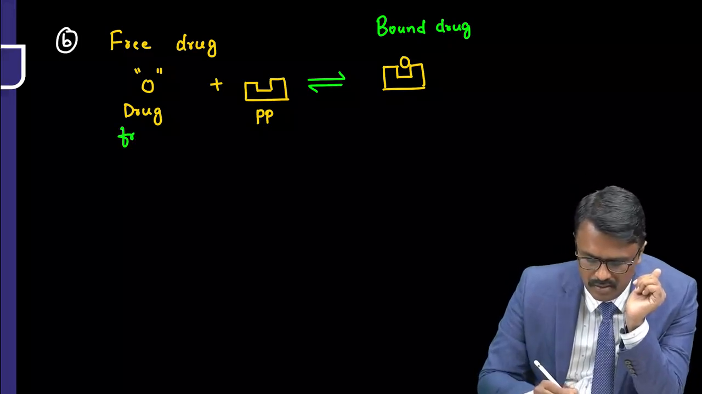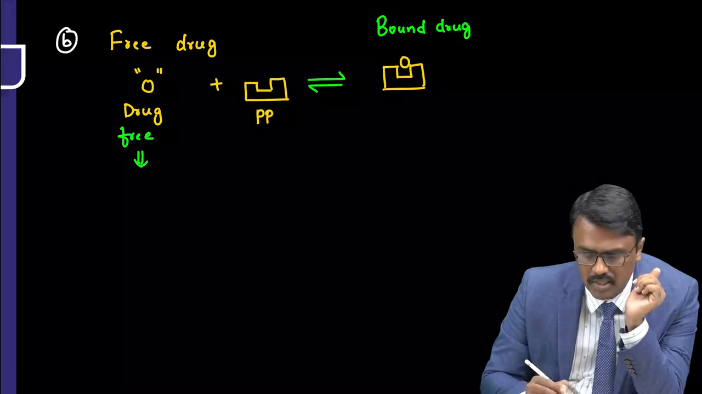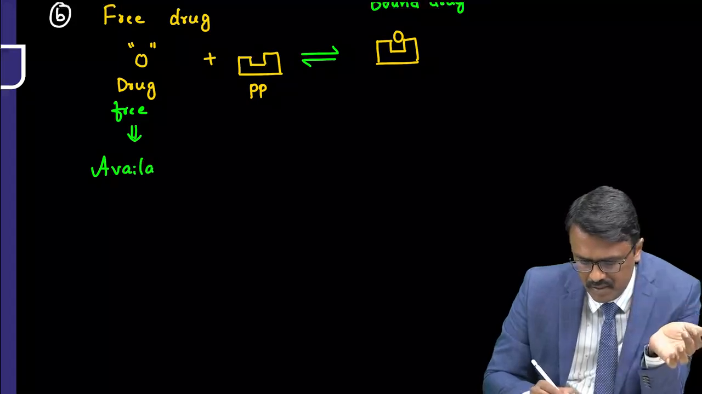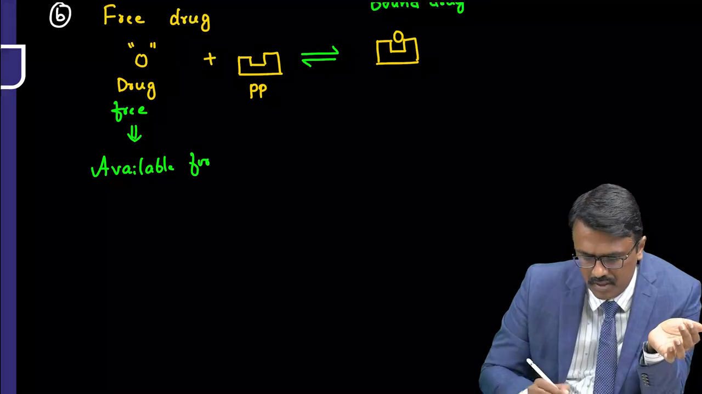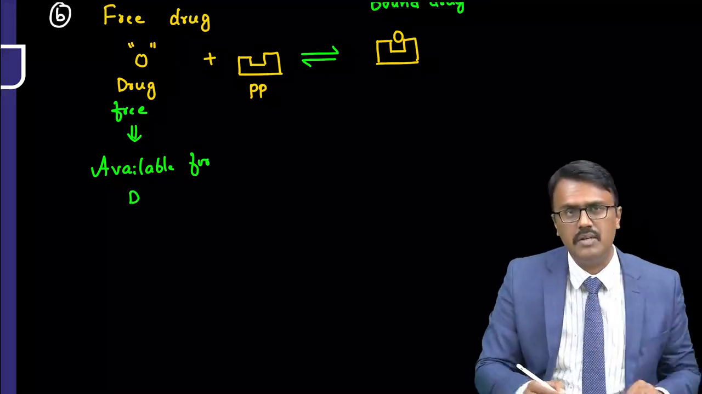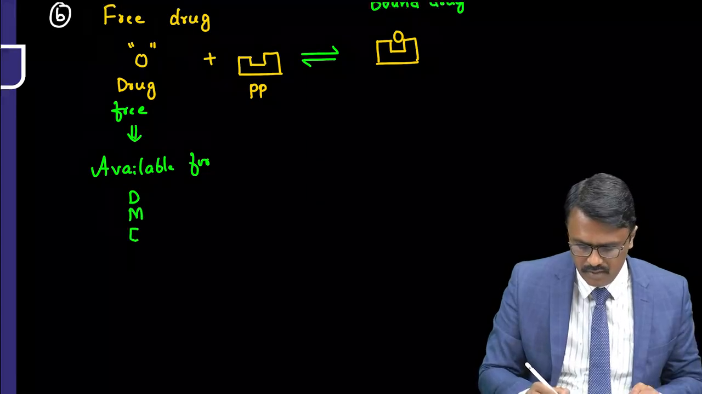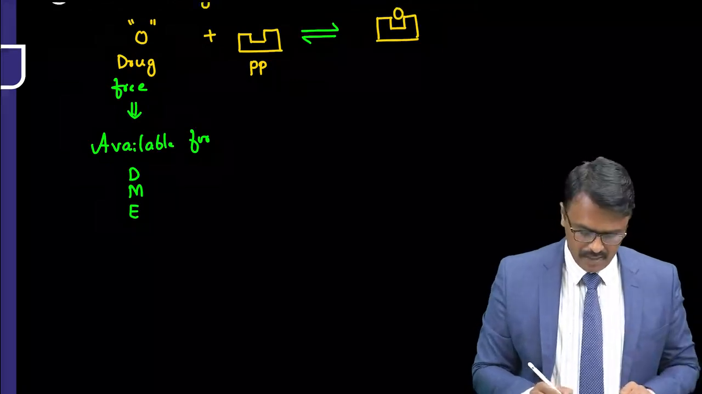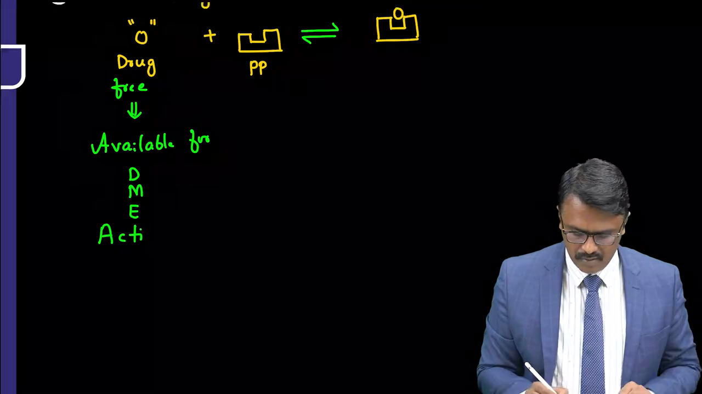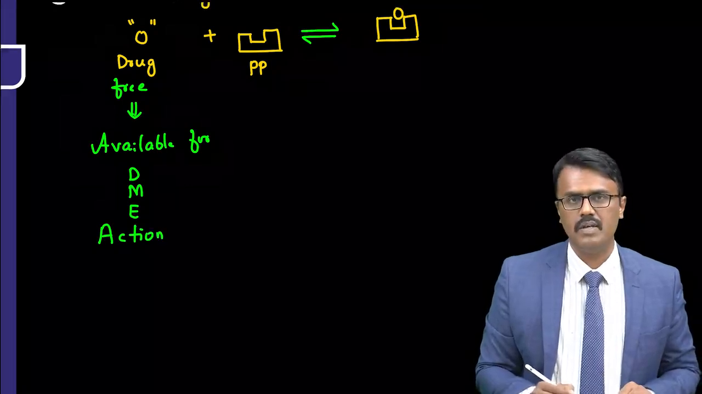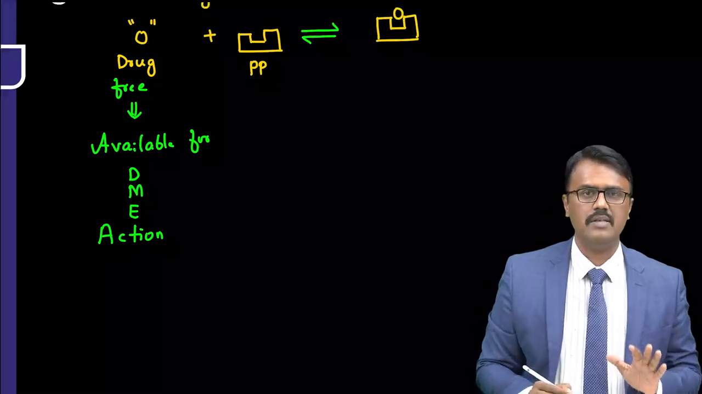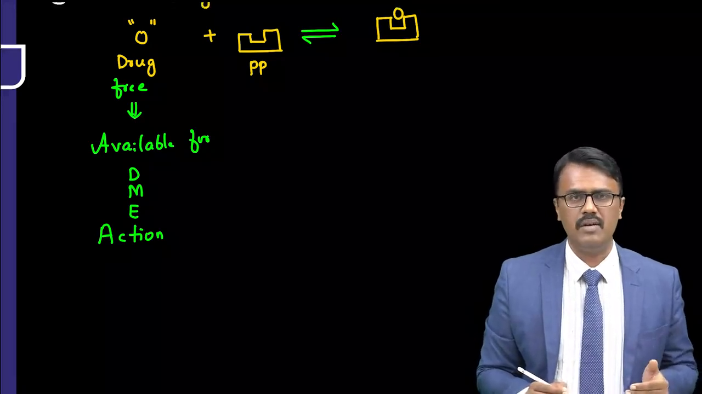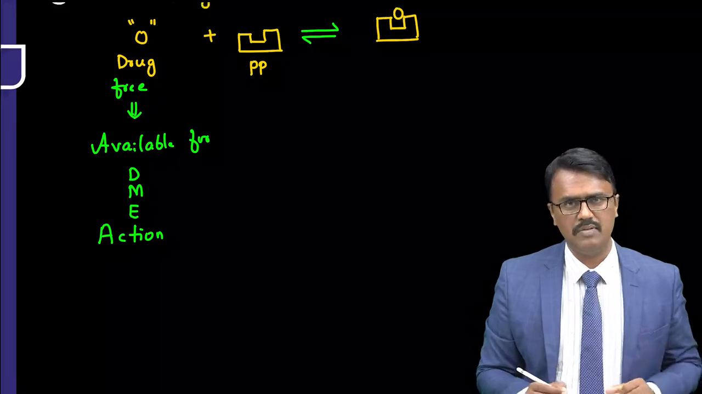Now this is the free drug. Free drug is the one which is available for distribution, D for distribution, M for metabolism, E for excretion. For everything, the drug available is free drug. It is the drug which is available for the action also. So what is important in pharmacology is the free drug. Now you take the example in your life. Who is more important, a free friend or a friend who is engaged with someone? Obviously a free friend, same thing here.